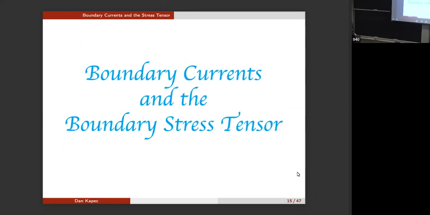Okay. So, if there are no questions, I'm going to first discuss boundary currents and how they arise from photons and gluons in the bulk. Then we'll do the boundary stress tensor, and then probably wrap up with the conformal manifold.